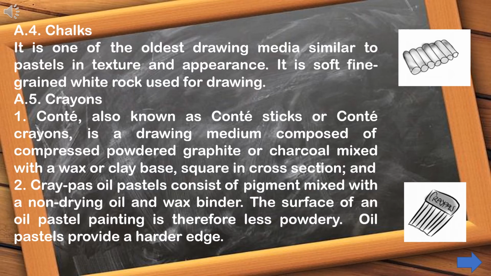Types of crayons are the following. 1. Conte, also known as Conte sticks or Conte crayons, is a drawing medium composed of compressed powdered graphite or charcoal mixed with a wax or clay base, square in cross-section. And 2. Crepe oil pastels consist of pigment mixed with a non-drying oil and wax binder. The surface of an oil pastel painting is therefore less powdery. Oil pastels provide a harder edge.